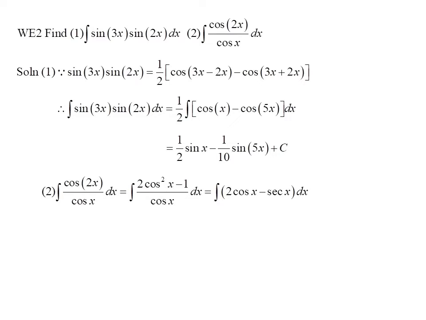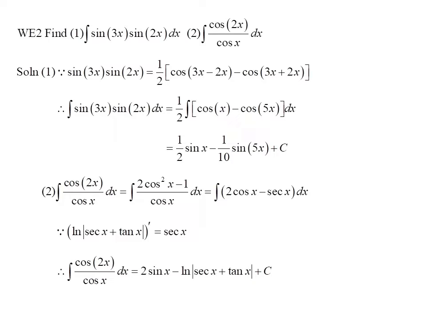As for the second antiderivative, since cos 2x can be transformed to 2 times cos squared of x minus 1, the antiderivative equals the integral of 2 cos x minus sec x, or in parentheses dx. Since the differentiation of ln of sec x plus tangent x equals sec x, the antiderivative equals 2 sine x minus ln of the modulus of sec x plus tangent x plus c.